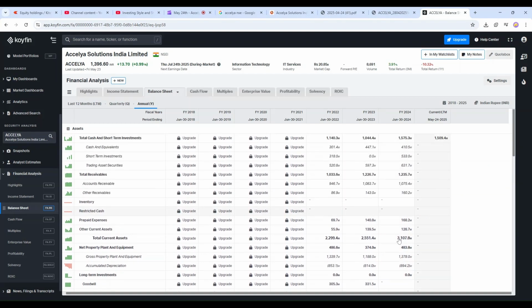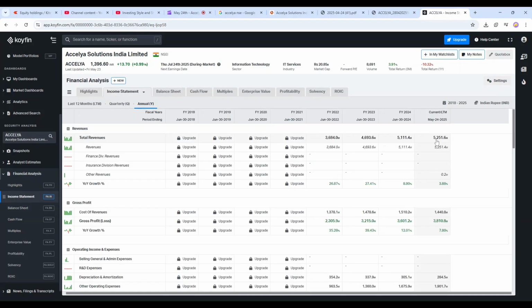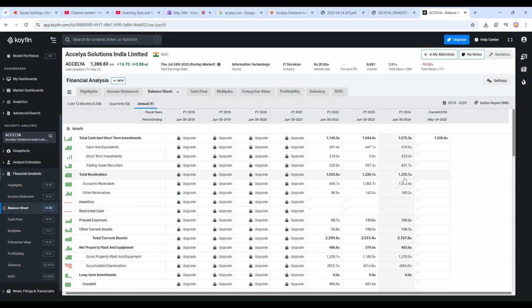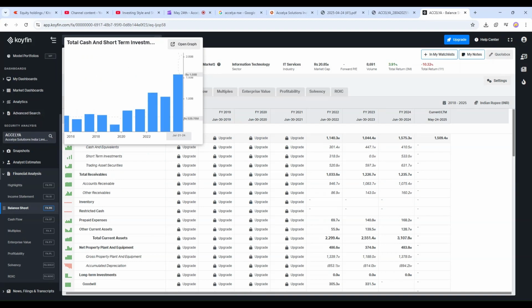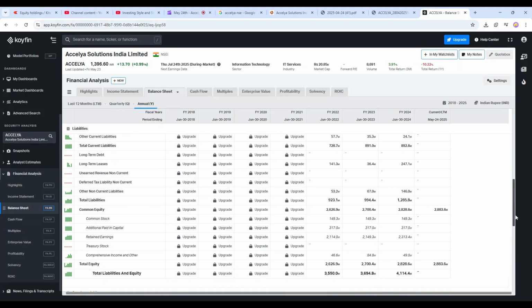But 75% of its total assets are current assets, and those are cash and receivables, which is a good thing. Receivables, once again, if you compare to overall revenue, which is 5.2 billion, it's about 20% of that money that is receivable, and that is pretty consistent. So it's a good thing. If you look at the overall cash level as well, it is holding a high amount of cash, which is again a good thing.